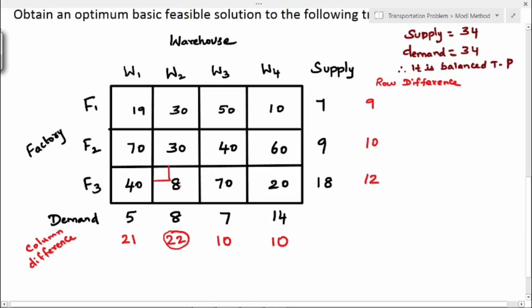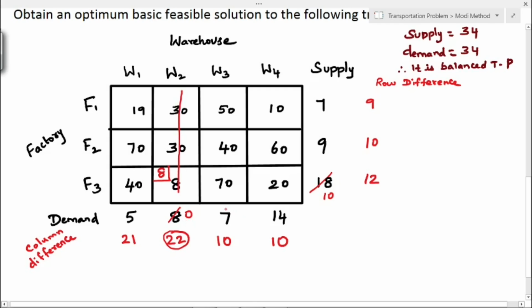So in that cell we have to consider demand and supply. Demand is 8 and supply is 18. So the least value is 8. So using this allocation value we have to subtract from demand and supply. So 8 minus 8, this is 0, and 18 minus 8, that is 10. So the demand value is 0. So this allocation satisfies the demand value. So we have to cancel this corresponding column, because here we have 0.